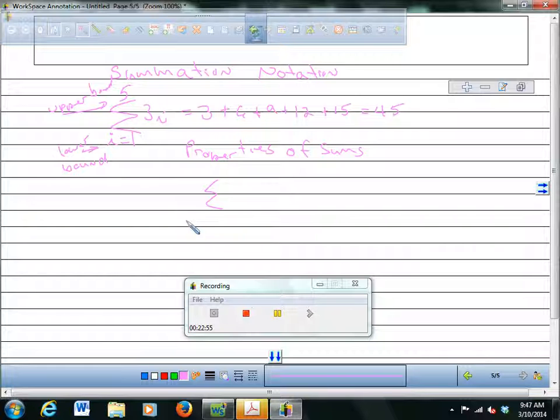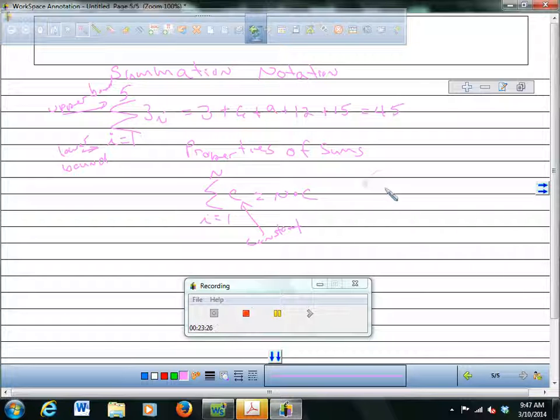So the sum of a constant sequence from 1 to n of c, where c is a constant, is equal to n times c. So what does that mean? That means if this number is a constant, all I really have to do is take this top number and multiply it by that constant.